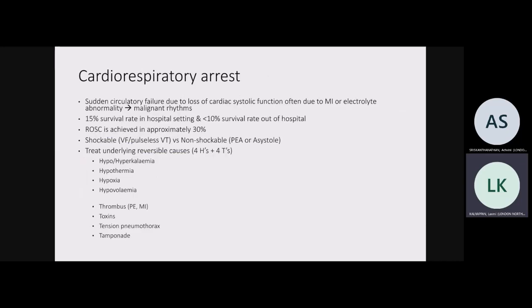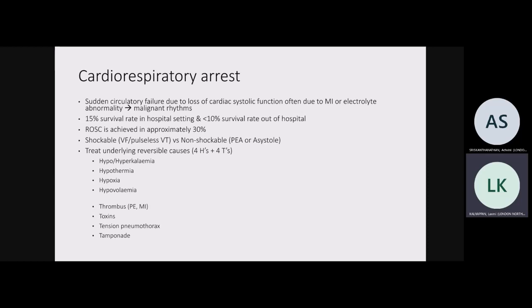So cardiorespiratory arrest. I feel like this was a topic I wasn't as comfortable with in finals, just because I've seen a couple of arrest situations, but it's usually very chaotic. It's quite hard to deliver teaching during an arrest situation unless you're very well staffed and you can just stand back and observe. We all know the definition, essentially sudden circulatory failure due to potentially a loss in systolic function, often due to a thrombus, so MI, or it can be due to electrolyte abnormalities precipitating a malignant rhythm.